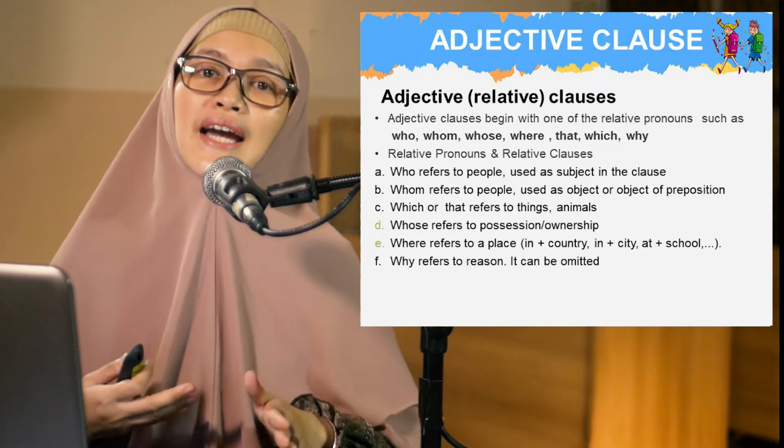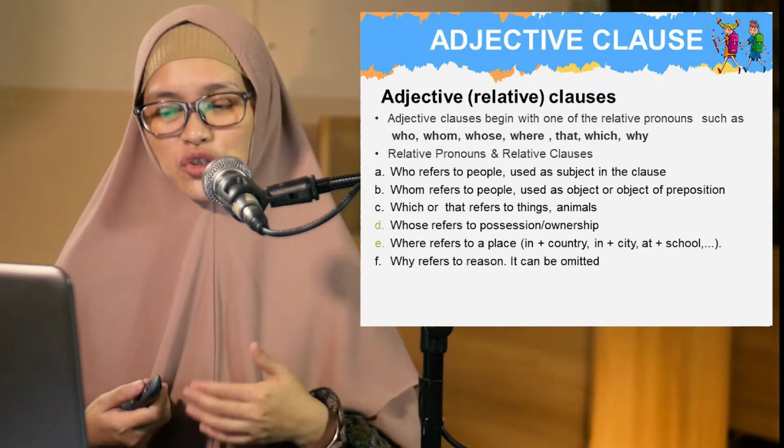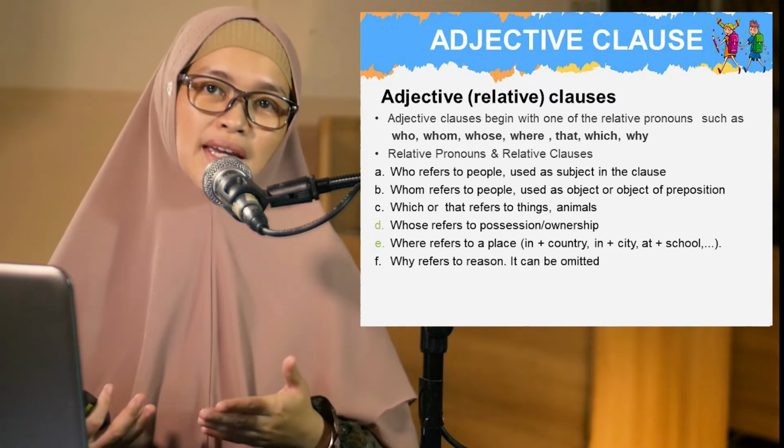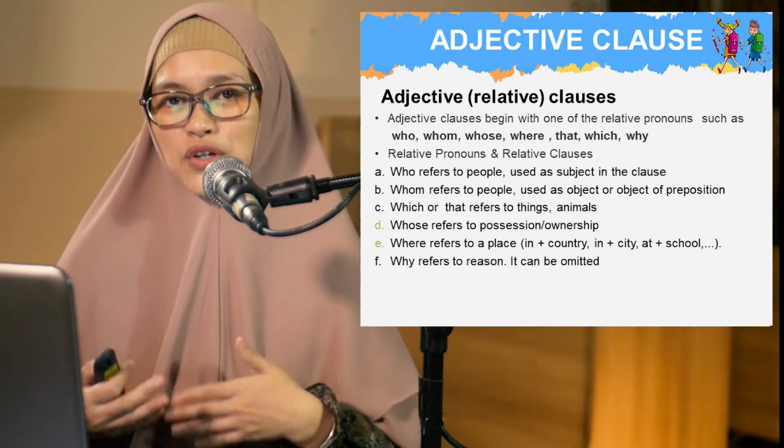And then why refers to a reason. Actually, we can omit why when we use it for reasoning. For example, I don't know why. Okay, I don't know the reason why. Somehow we can omit it. We can use why or we can omit it as you wish. Okay.